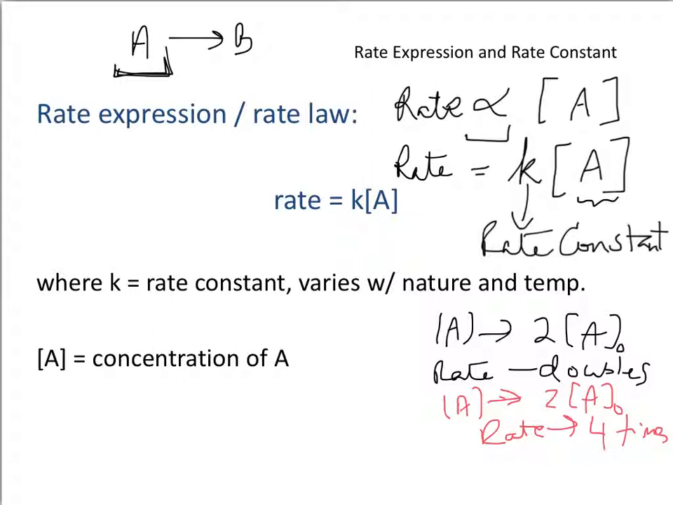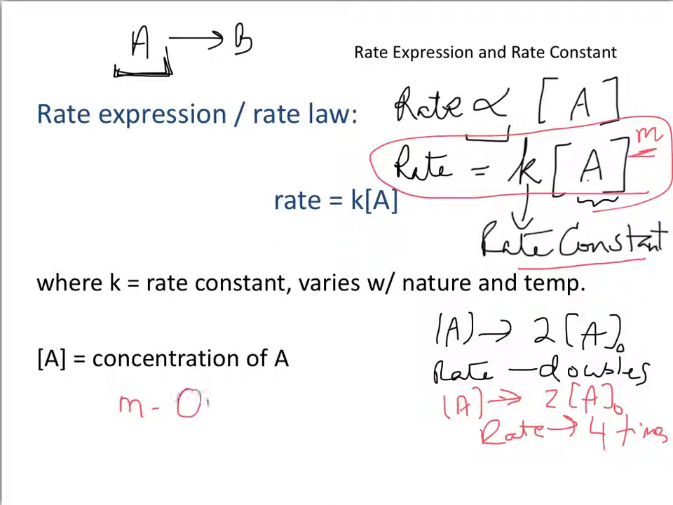So realize that we can't just say that rate would be K times the concentration of A, but rather K times A to the power of M. Okay? This K, like I said, is the rate constant. This is going to vary with the nature of the reaction and the temperature of the reaction. And the M that you are seeing, the power, is what is called the order of the reaction.